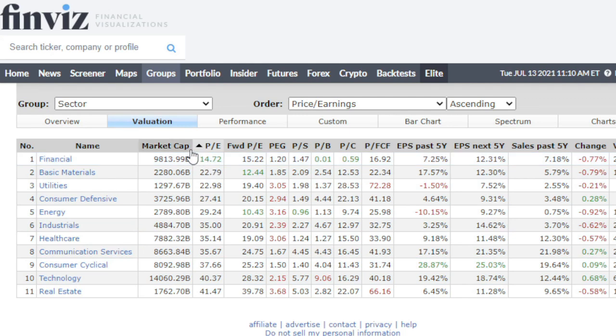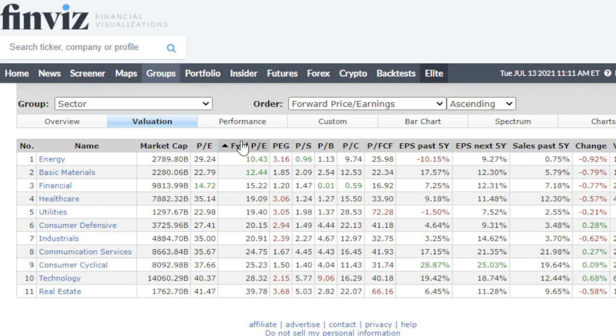Now, the one thing to keep in mind is different sectors have different baseline PE ratios, right? So while financial at 14.72 seems like it would be significantly cheaper than technology at 40.37, those sectors perform at much different levels, and financials, to be honest with you, can be in the single digits sometimes. All right, now let's take a look.